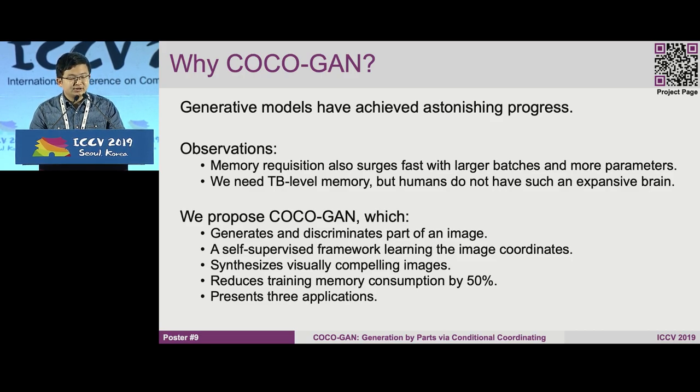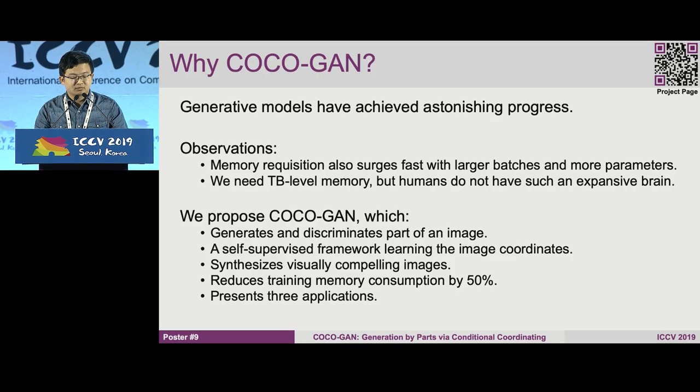But an interesting observation is humans do not necessarily process the full image at once. We learn to recognize and to create things with our limited eye view. With this intuition, we build CocoGAN, which generates and discriminates part of the image. You may also view CocoGAN as a self-supervised framework that learns the coordinate of the images. We show that CocoGAN can synthesize visually compelling images, reduce training memory by 50%, and we demonstrate 3 interesting applications.